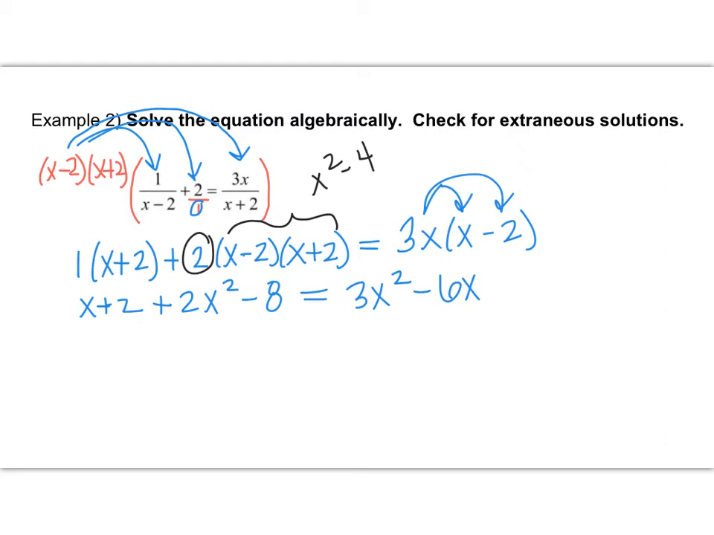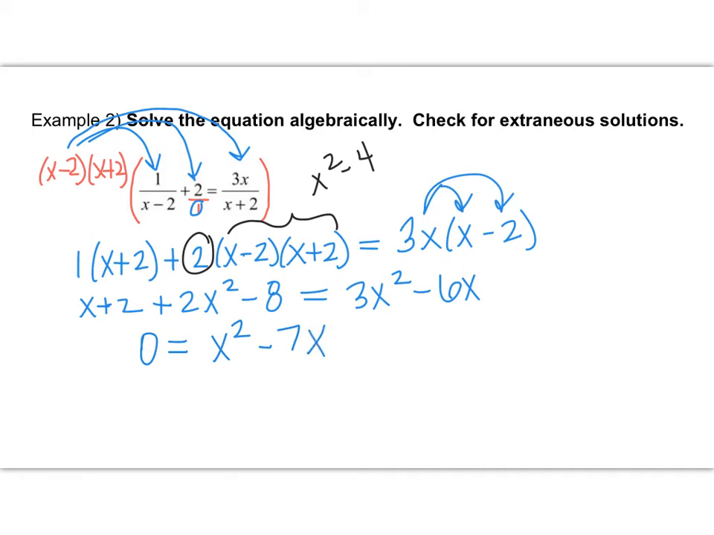I'm going to get everything on one side. I'm actually going to move everything over. I think I'm going to move it over here because I like to keep the x squared terms positive. So if I subtract this 2x over here, I will accomplish that. So I've got 0 on this side. I'm going to have x squared. I'm going to move this x over to get negative 7x.